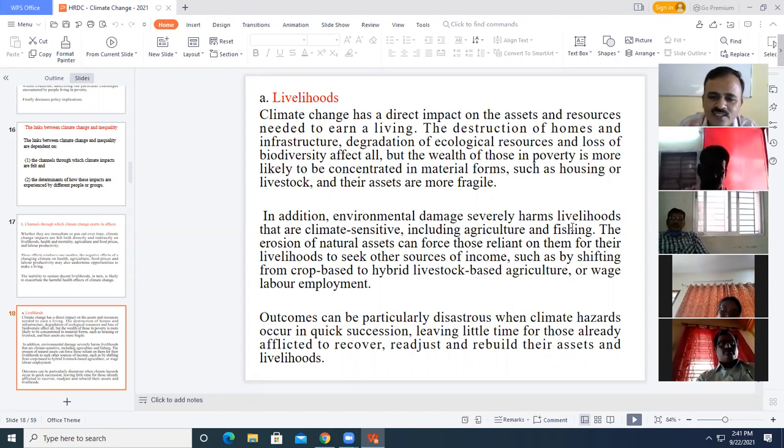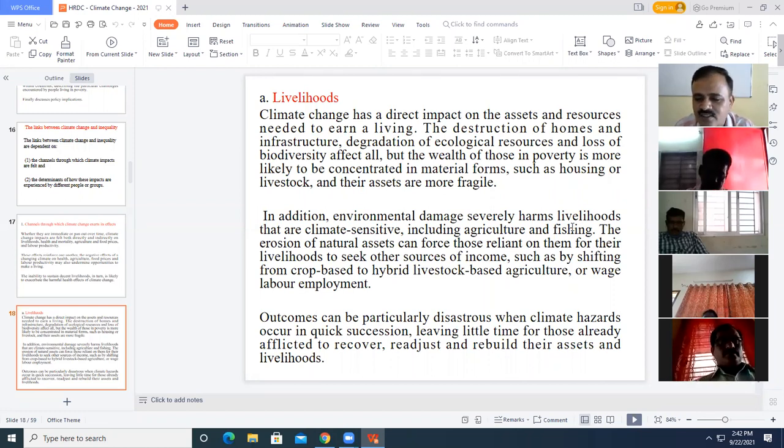The erosion of the natural assets can force those reliant on them for their livelihoods to seek other sources of income, such as by shifting from crop-based to hybrid livestock-based agriculture or wage labor employment. That's why, because of this loss, because of climate change in agriculture and fishing, they have to shift their crop, or they turn to be wage earners, or find wage labor employment in agriculture or in other sectors.